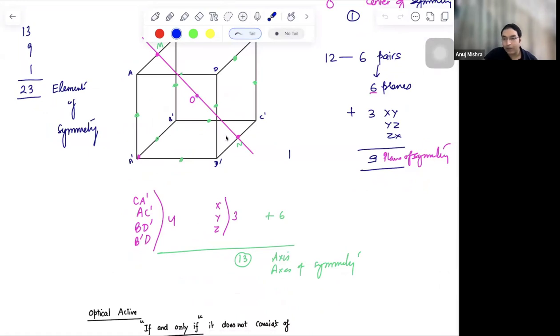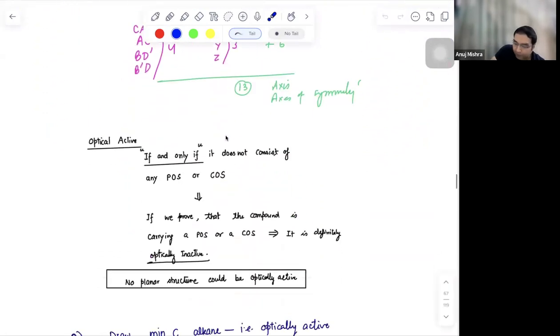That makes sense? So now, if and only if it does not consist of this, that means the reverse of it. If you prove that the compound is carrying a POS or a COS, however you prove it, that there is a plane of symmetry in the structure or a center of symmetry, it is definitely optically inactive. Don't you think it is making your job easier? If a compound is carrying any plane of symmetry or a center of symmetry, you don't need to prove both. Either you prove plane of symmetry or you prove center of symmetry. It will become optically inactive.